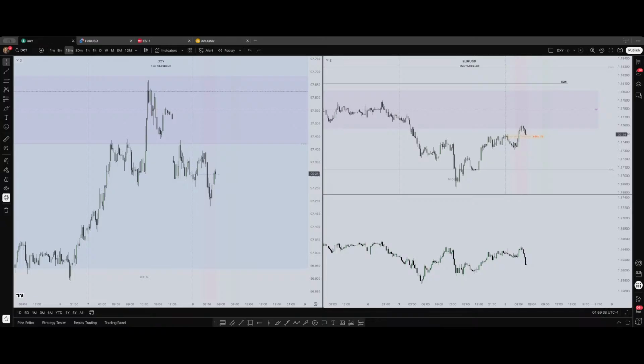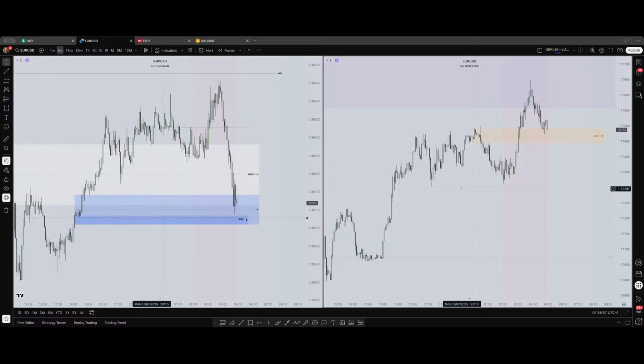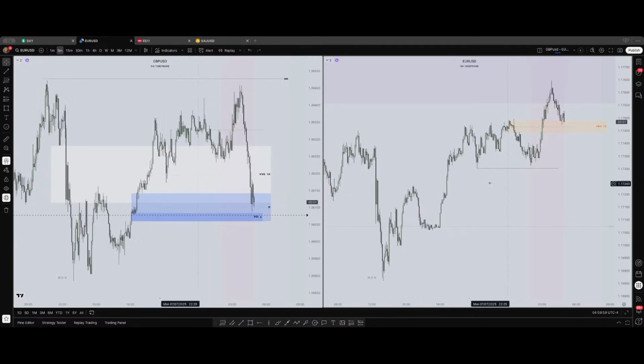You're going short for the equal lows. In which asset? Euro is the here. Yeah. That's okay. Yeah, that's.